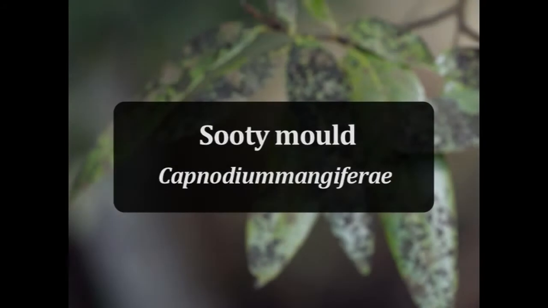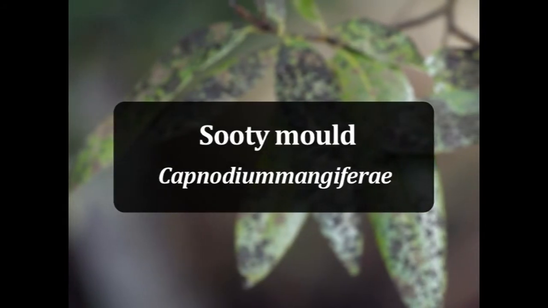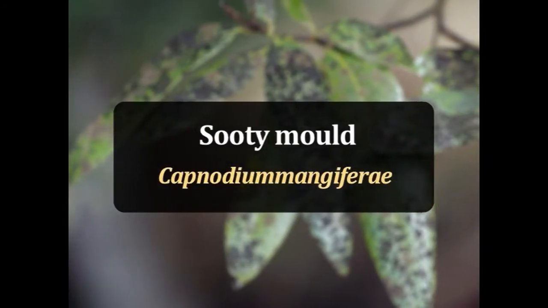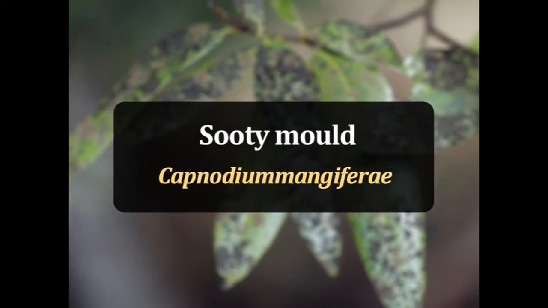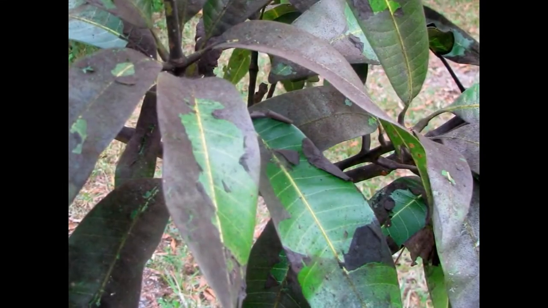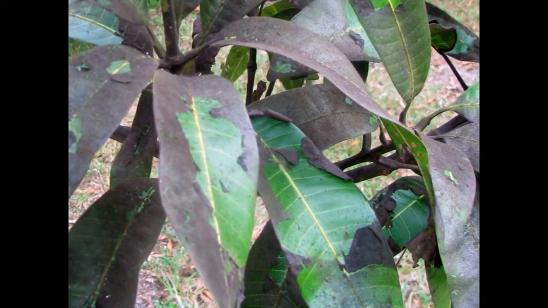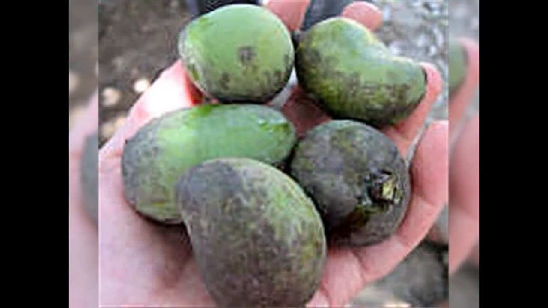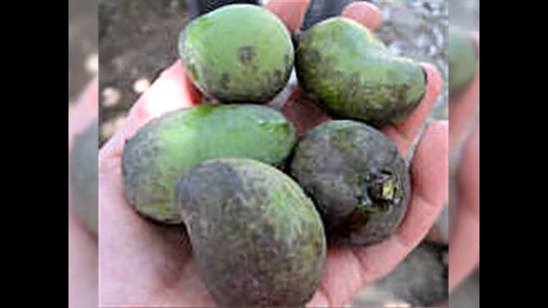Next important disease is the sooty mold. The causal organism is Capnodium mangiferae. Now coming to the symptoms of sooty mold. It is very common wherever honeydew-secreting insects, that is mango hopper, scales, coccids and mealybugs, are found. A black velvety, thin membranous covering on leaves, stem and fruits are the symptoms.